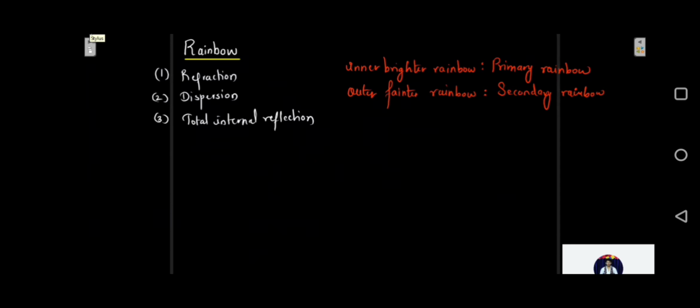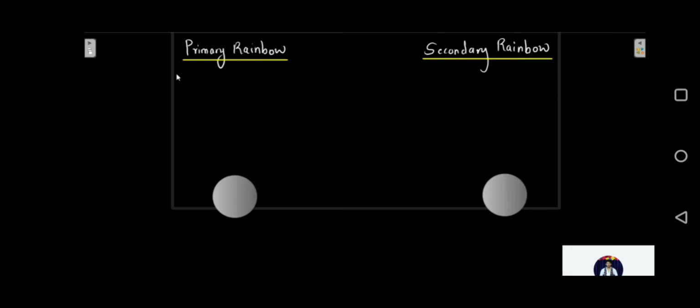Now let us see in a little bit of detail how the primary rainbow is formed and how the secondary rainbow is formed. The primary rainbow is formed by the rays which undergo one internal reflection. So there will be one internal reflection inside the raindrop, and there will be two refractions, and finally the ray is going to emerge out from the raindrop at minimum deviation.